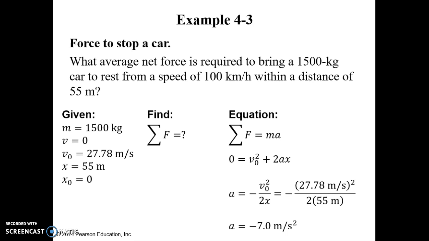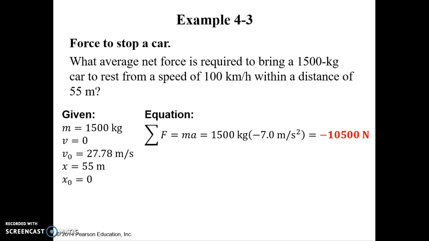Now just plug and chug to get negative 7 meters per second squared. Notice that the acceleration is negative. Does this make sense? Yes, because the car is slowing down. So the acceleration must point in the opposite direction of velocity, which the car is moving in the positive direction. Now we can just plug and chug in the force equation to obtain the average net force of negative 10,500 newtons.